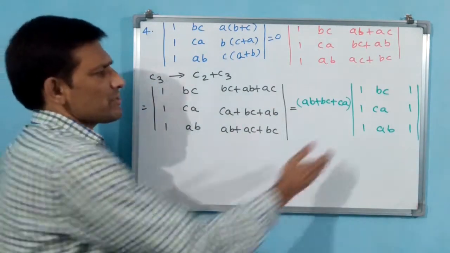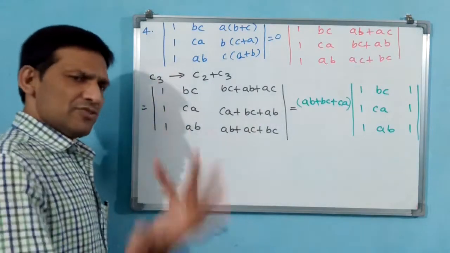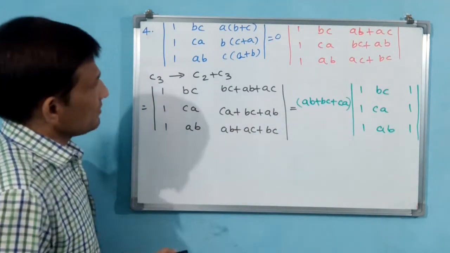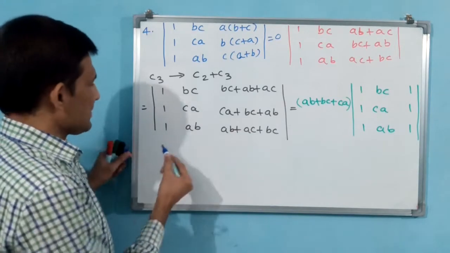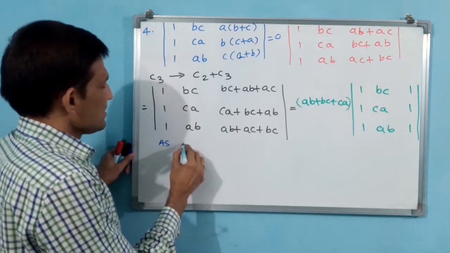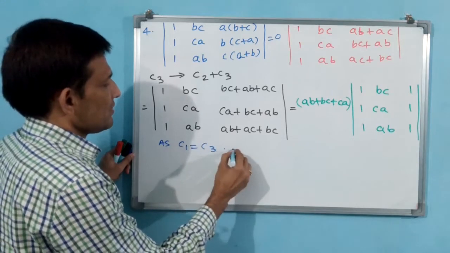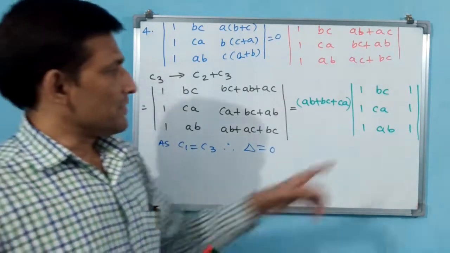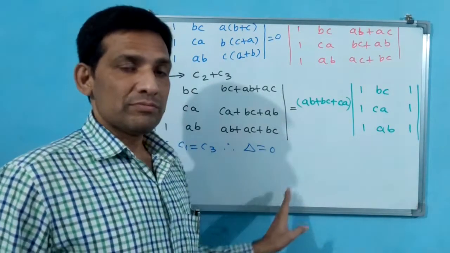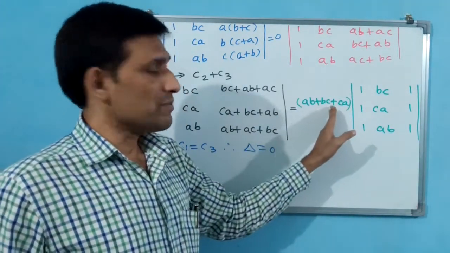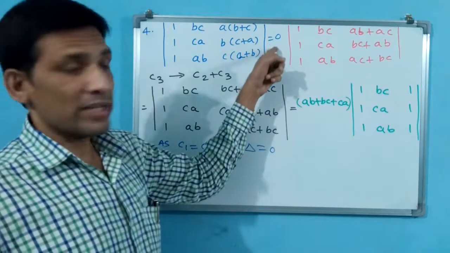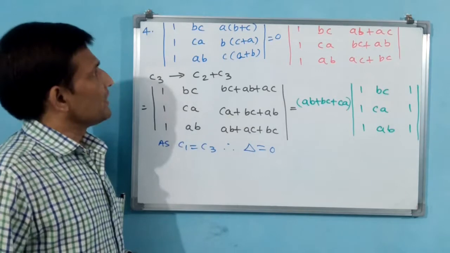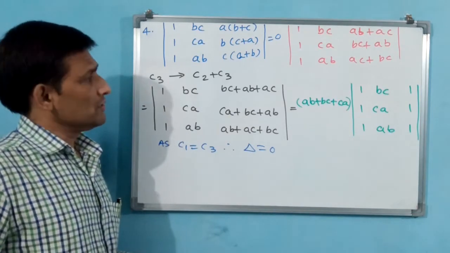Now you tell me, C1 is equal to C3, so the determinant is 0, that's all. 0 into something is 0. Write down what you are writing, like this: as C1 is equal to C3, therefore delta is equal to 0. If delta is equal to 0, then 0 into AB into BC plus CA is also 0. Hence, RHS is equal to 0. Hence, proved, like that you can write. In such a way, you have to think and do these questions.